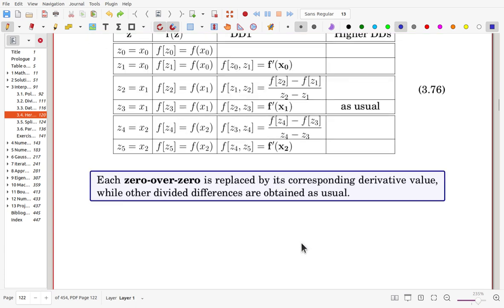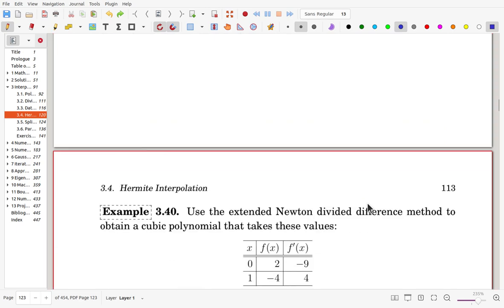So here we have a note: each 0 over 0 is replaced by its corresponding derivative value, while other divided differences are obtained as usual. That is the strategy to get the Newton form of the Hermite polynomial.